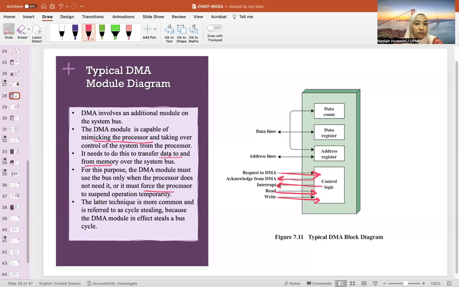So it will force the processor: hey, stop whatever you are doing, pause, and I will take over the bus. The latter technique is more common and is referred to as cycle stealing. Not a very nice word, but this is the name they've given it, because the DMA module is in fact stealing a bus cycle, not an actual bus.